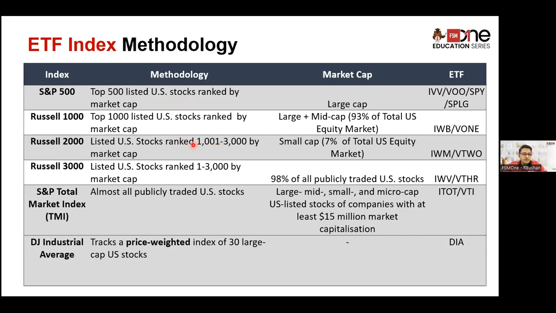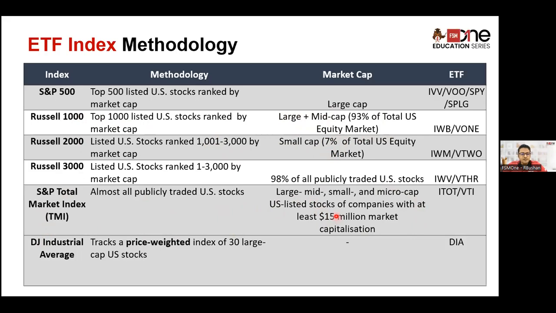This sounds like a lot. If you just look at the number, it looks like a lot, but when you look deeper into it, it represents just 7% of the total equity market, right? So the Russell 1000 by itself is almost the entire market. And then the total market index is the entire market, with at least 15 million market cap. Okay, so this is by market cap.